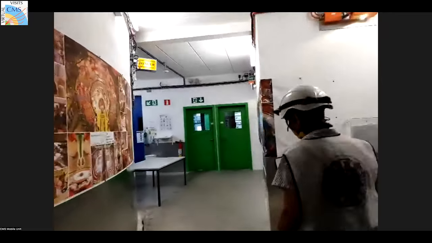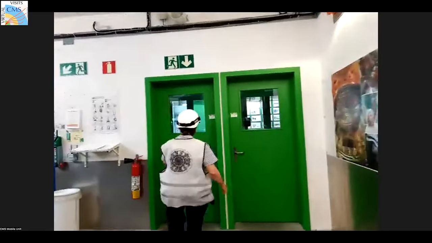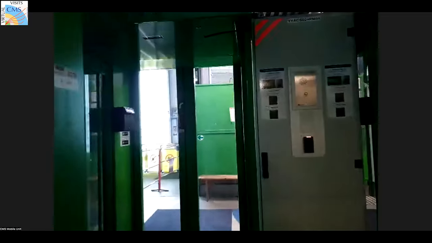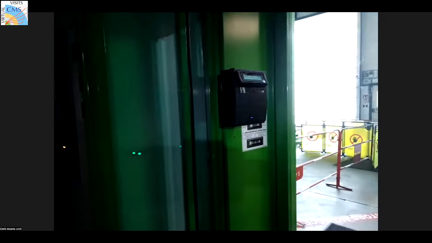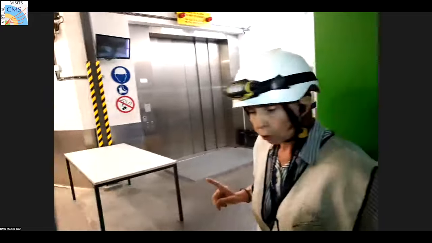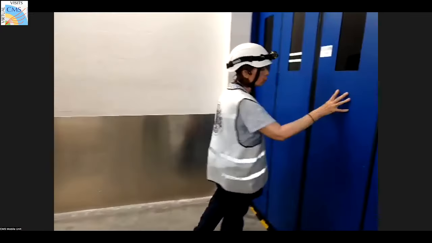Okay, we are on this side. We have other doors, other entrances for people. They are here, as you see. You have two other doors. You can imagine that you can have many people entering this site. And then on this side, we also have a door for material. That is this blue door.